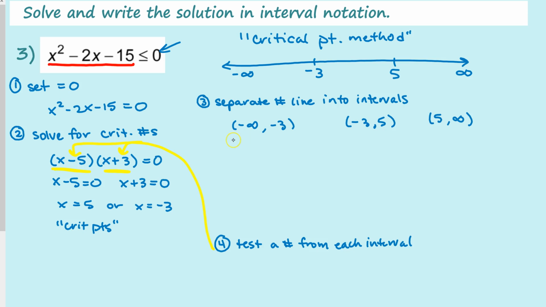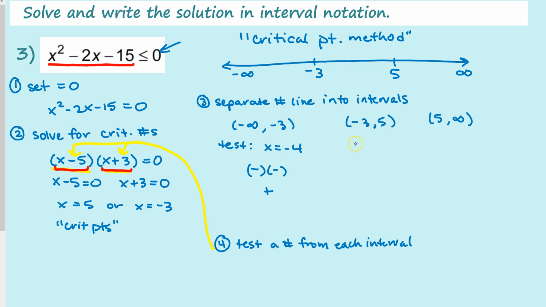I'm going to pick a number in the first interval. Let's say I pick x equals negative 4. Anything you want that falls between the endpoints. I take negative 4, I put it in here, negative 4 minus 5 is negative. All I care about is that it's negative. And then I put it in here, negative 4 plus 3 is negative. All I care about is that it's negative. Negative times negative is positive.